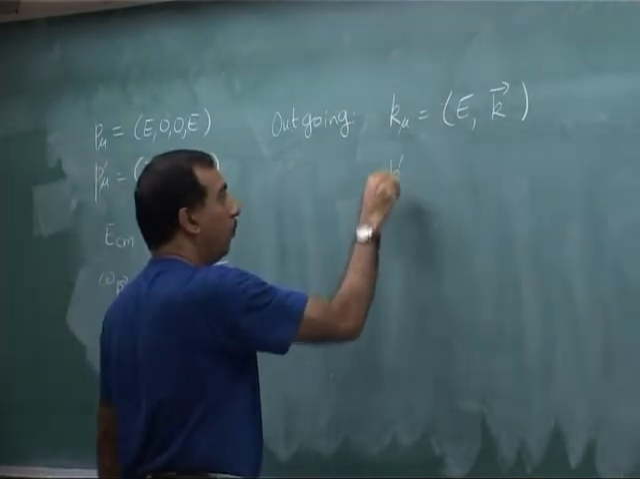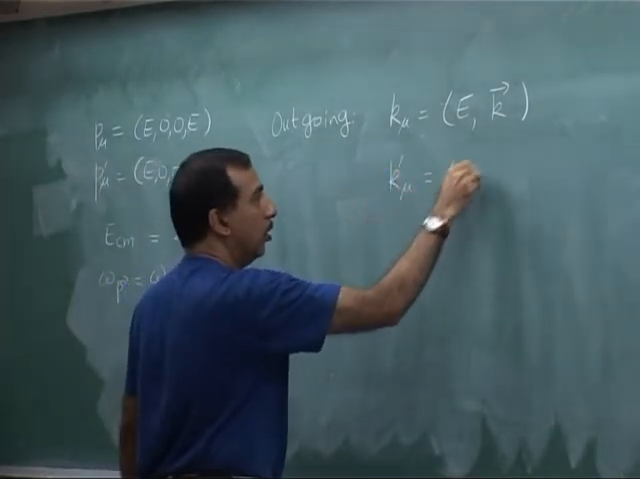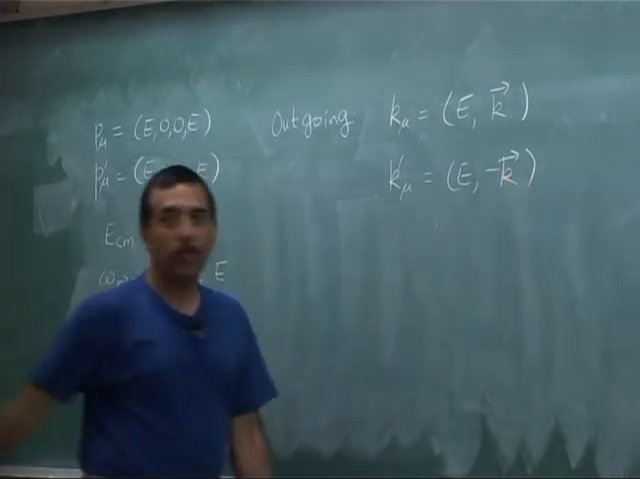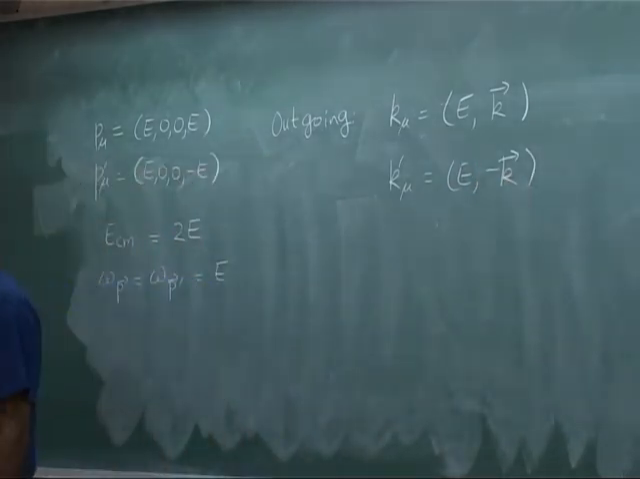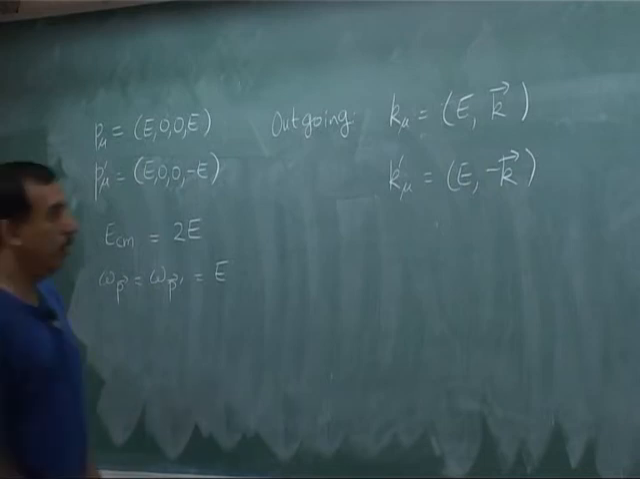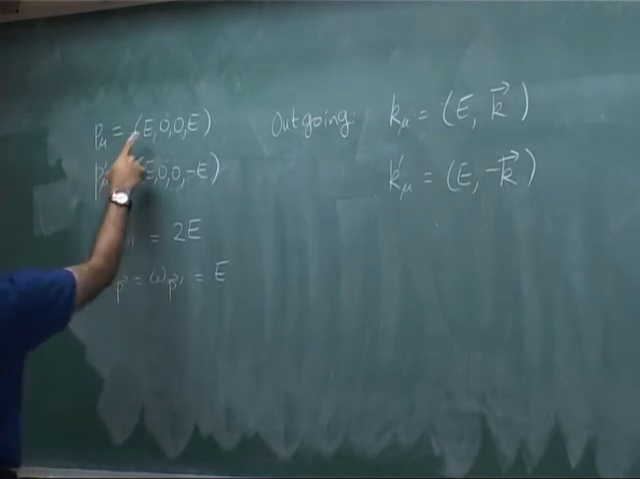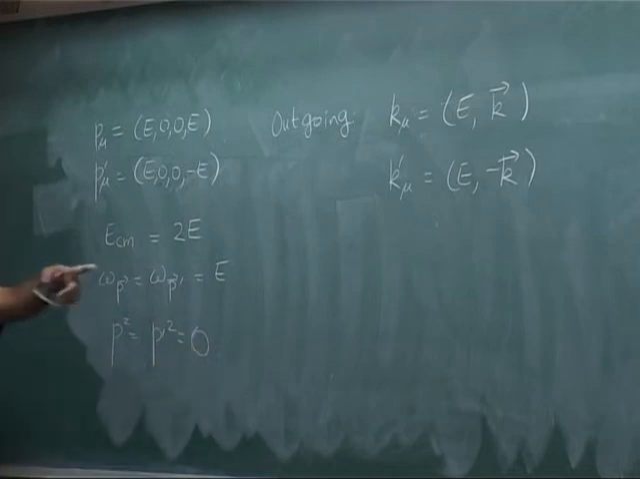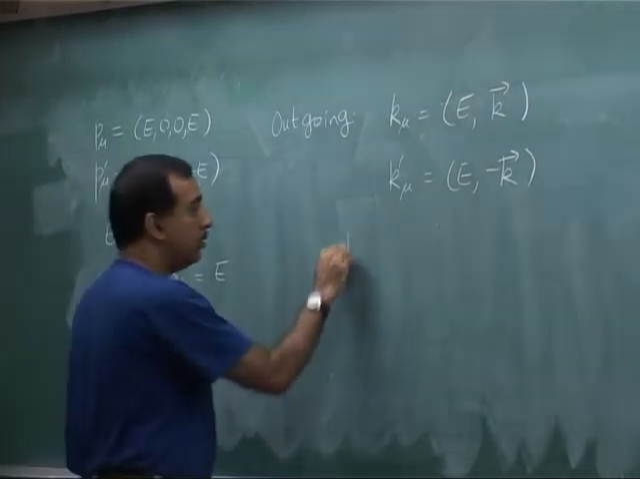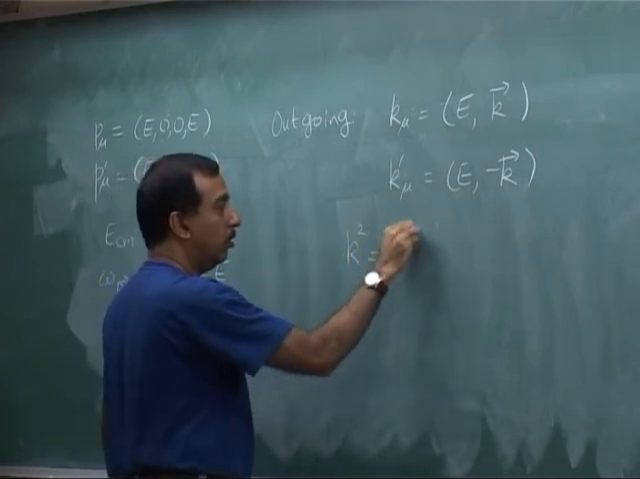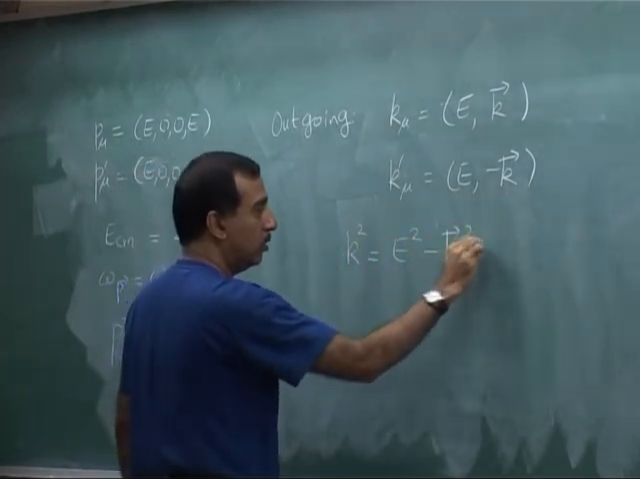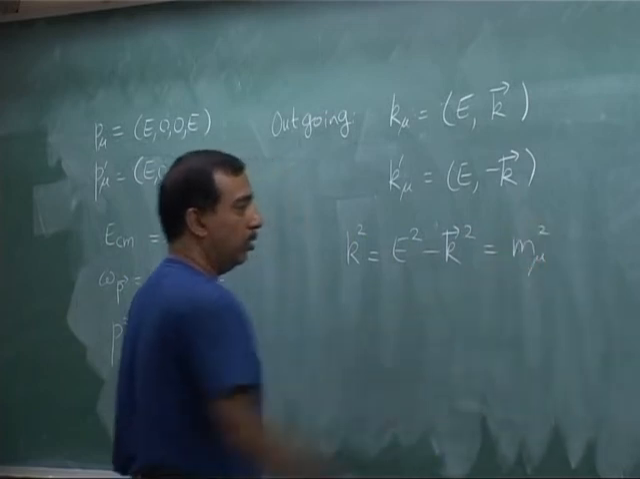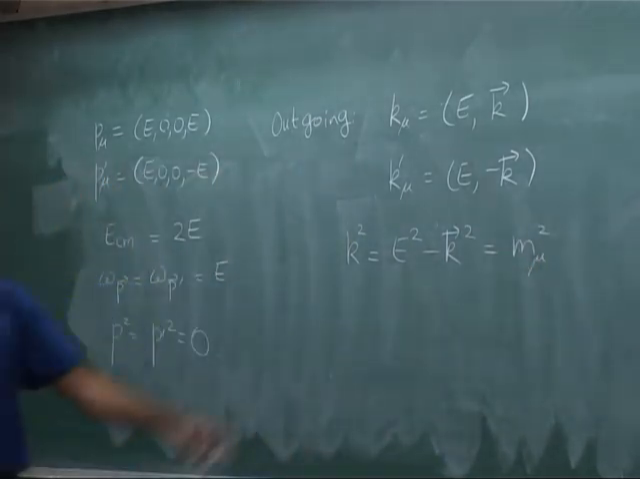K prime is, you see how simple the center of mass frame is for 2 to 2 scattering. It determines so many things just from kinematics. And finally, of course, we have taken here this because now P squared and P prime squared are basically 0. That's the statement that we are neglecting the electron mass. But K squared is E squared minus K vector squared, and this should be M mu squared. Likewise for K prime squared.